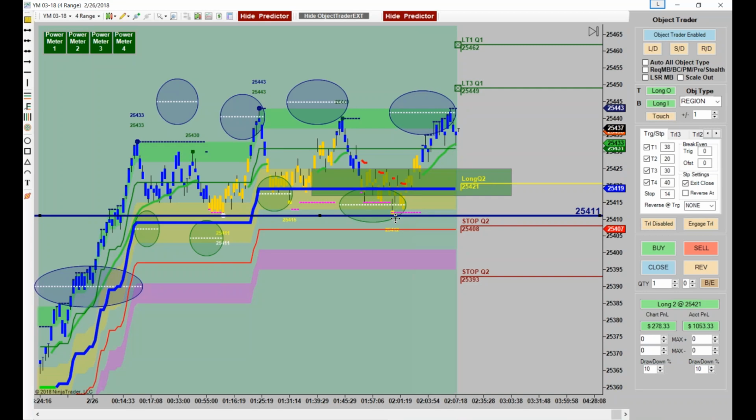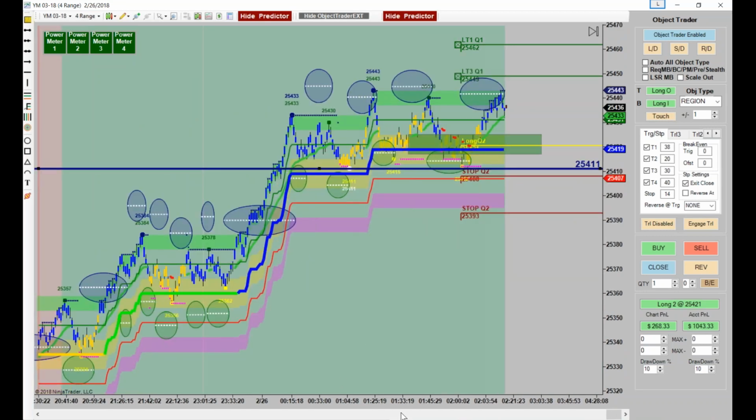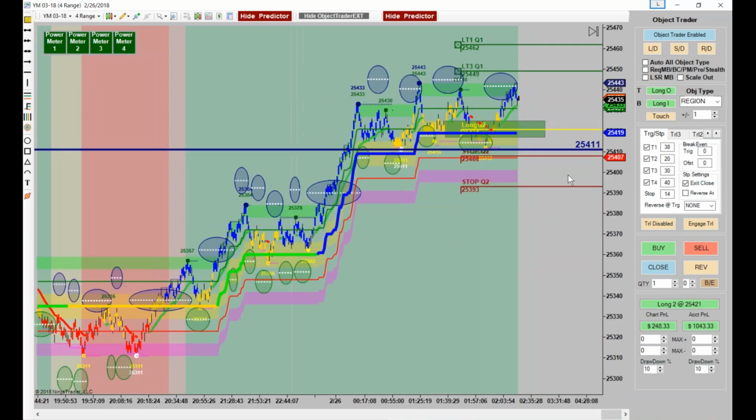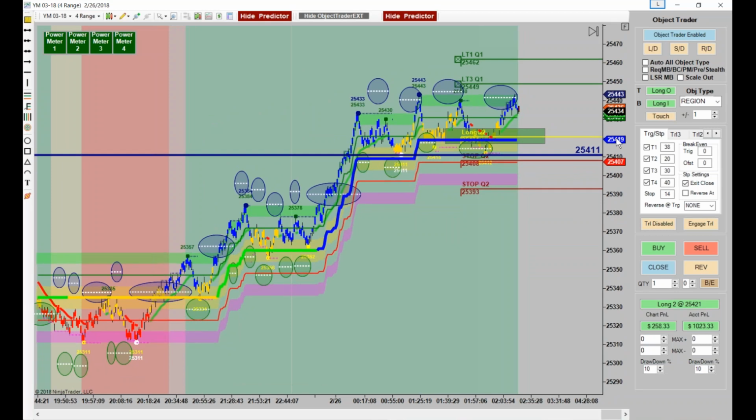Albeit a little choppy, right? But that's still a higher low. So it basically is an uptrend still because guess what? You got a higher low. And as long as you get higher lows, you're still looking to trade to the long side.